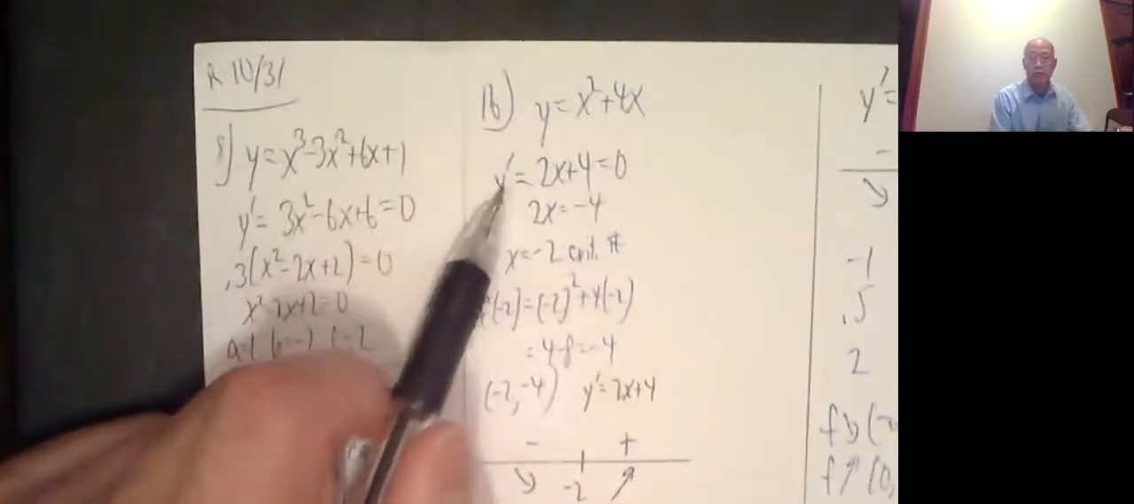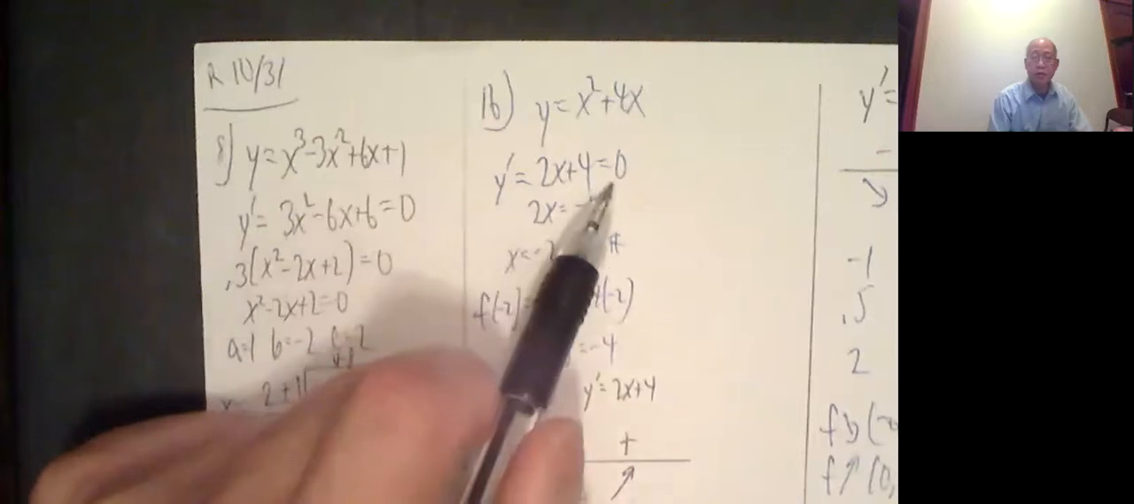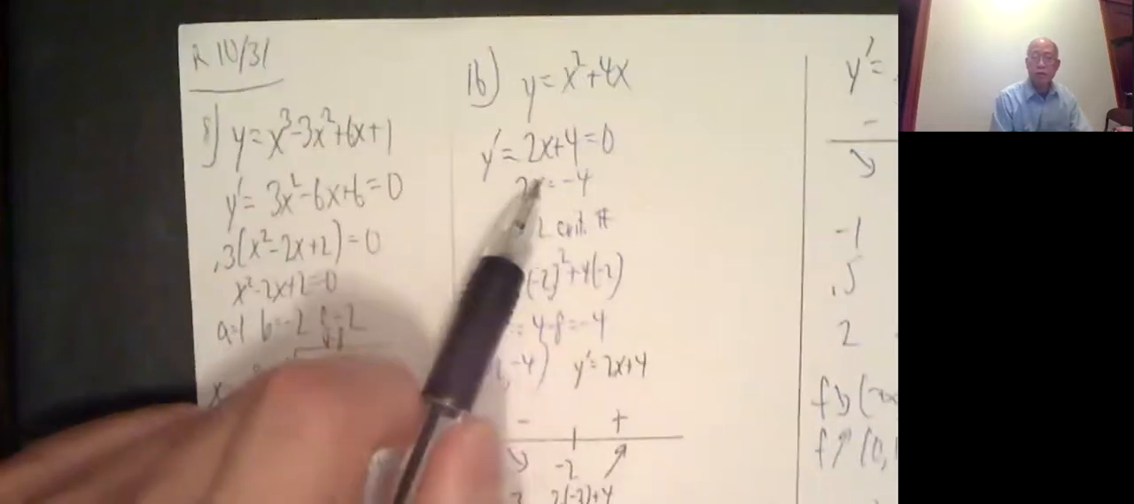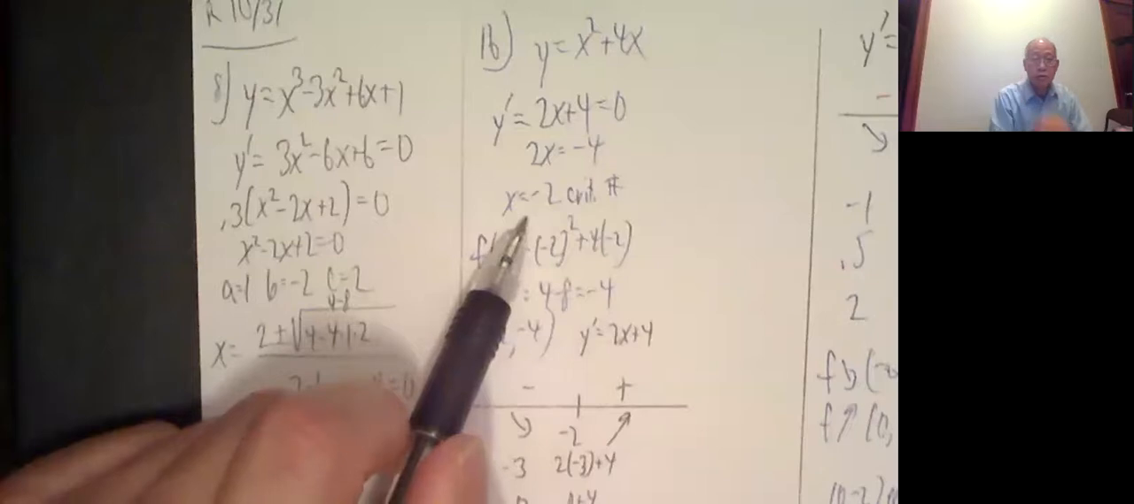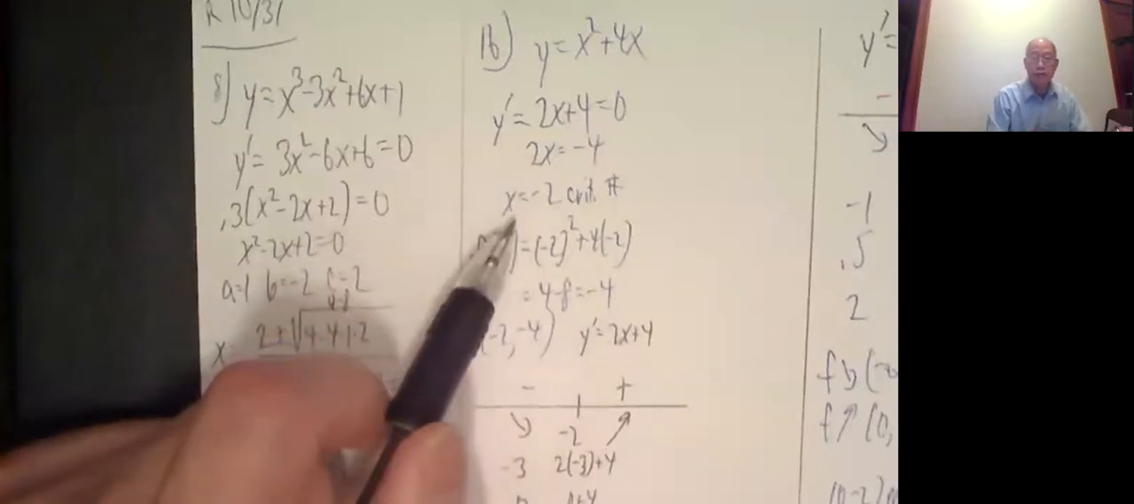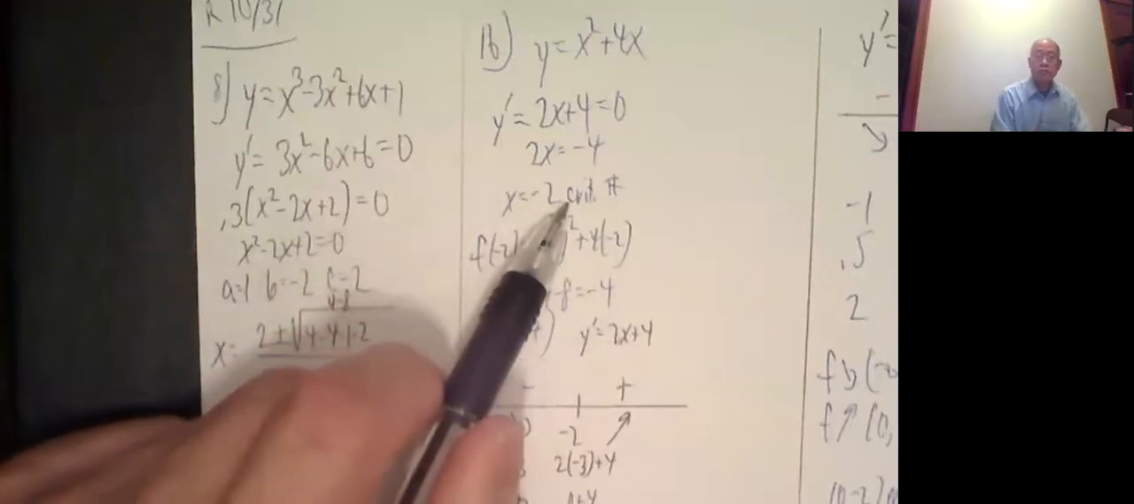Okay, so take the derivative. The derivative is 2x plus 4. Set it equal to 0. Subtract 4. 2x equals negative 4. Divide by 2. X is equal to negative 2. So that's a critical number.